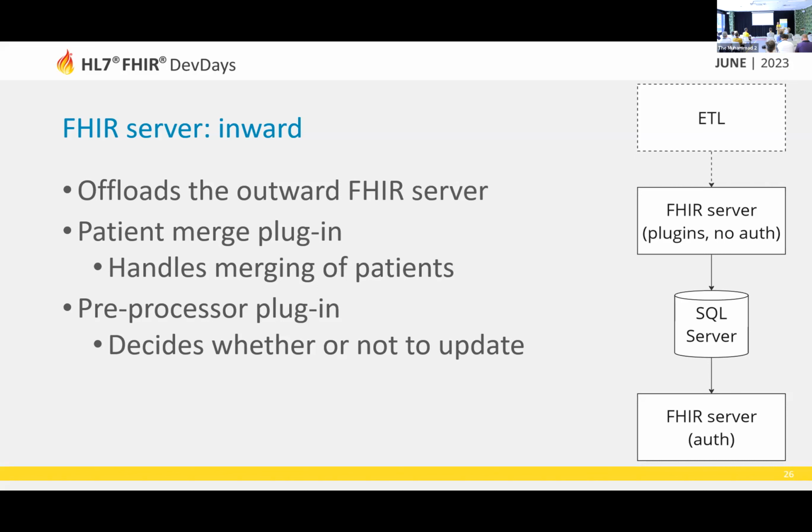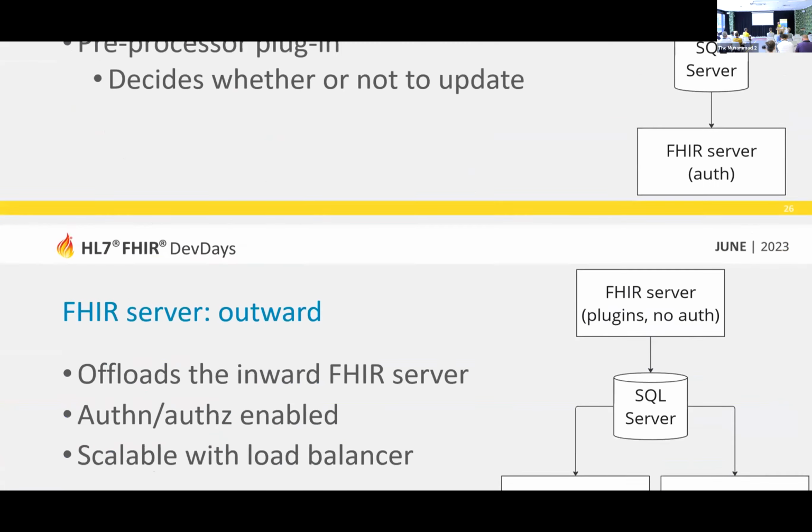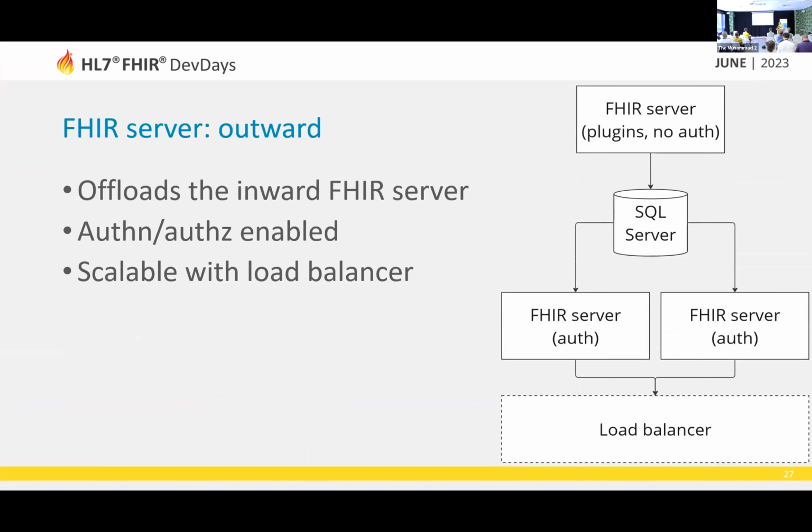So that's the inward-facing FHIR server, and it writes the information to a SQL server. And that SQL server is shared with the outward-facing FHIR server. Now, of course, the outward-facing FHIR server offloads the inward-facing FHIR server, but it also has authentication and authorization enabled, whereas it's disabled on the inward FHIR server. The inward one is in a secure environment, so there's no need for that. We don't need the performance overhead of security, but we do need it, of course, with the FHIR server that we're sharing to the outside world. And furthermore, we can put a load balancer in front of it so it can also scale horizontally.